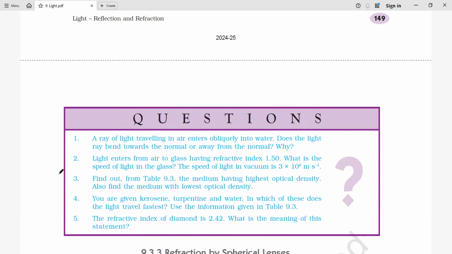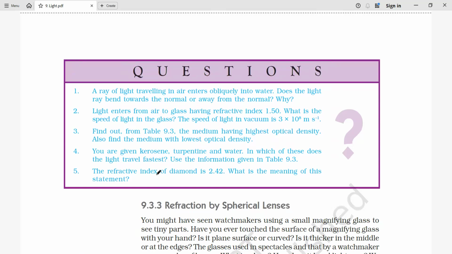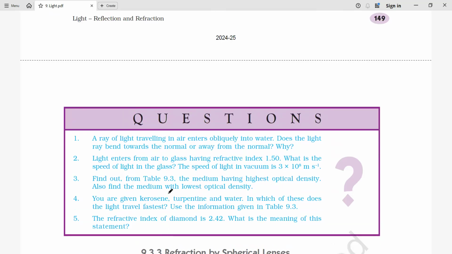So you can practice this numerical, okay? In some other lecture, we'll try to solve all these questions, okay? And the next lecture is going to be about the refraction of the spherical lens, okay?